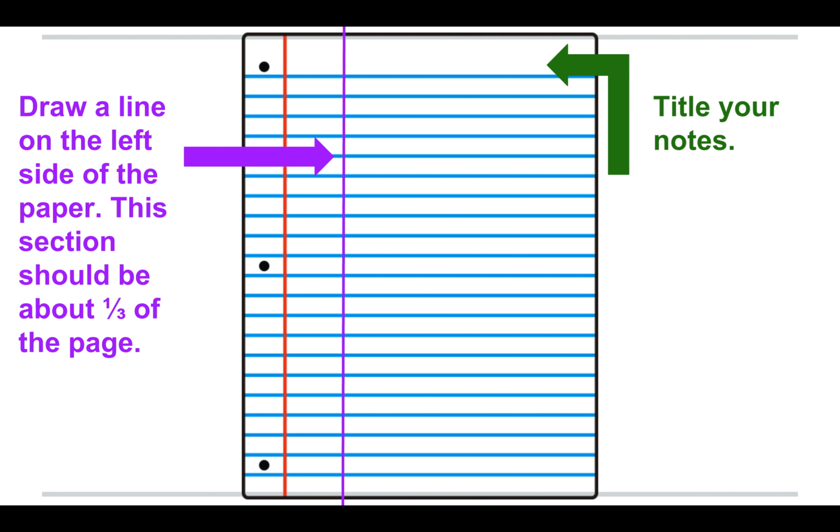So we're going to get our Cornell notes set up. On the left side of your paper, you need to draw a line. This should be about 1/3 of the page. You could also fold your paper if you prefer. And on the right side, you're going to leave a section for your notes, but at the top, you should title your notes. This topic is on characteristics of life, so you may want to turn that into a title, or you can turn it into a question if you want your title to be a question. So take a second to pause these notes right here so you can get your notes set up before you start.